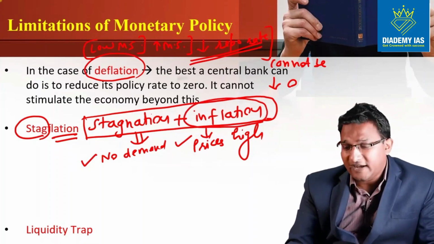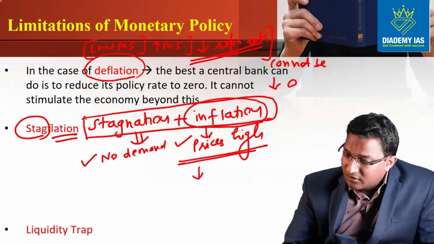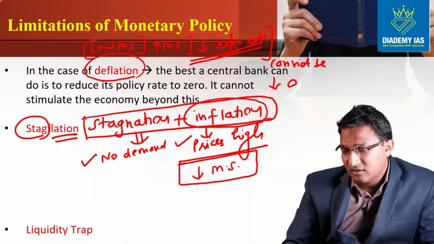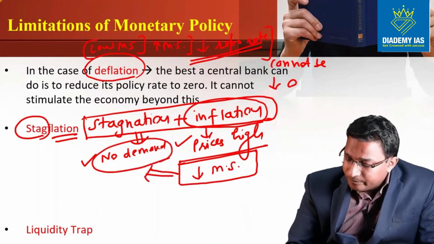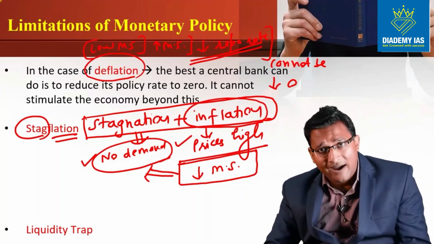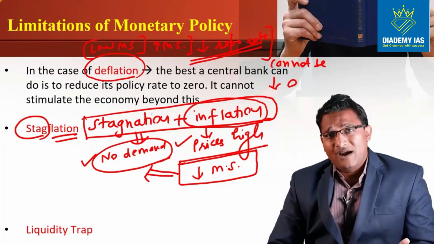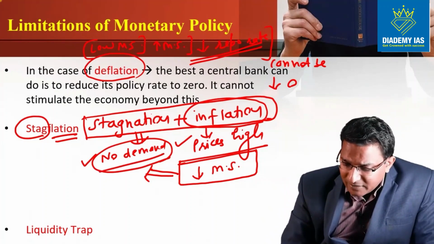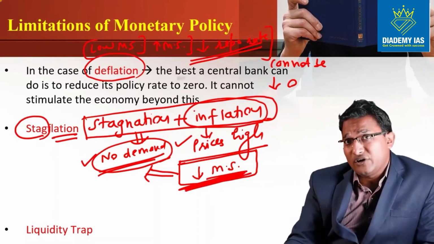So in this case we have inflation, and for countering the inflation the RBI will reduce the money supply, right? But the reduction in the money supply will have no impact upon the demand. Why? Because there is already no demand. So even if the money supply is reduced, still there is no impact upon the demand. Demand cannot be negative, right? So in this case, even the monetary policy fails.